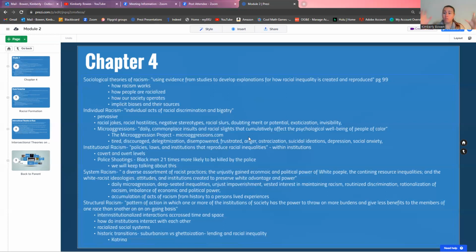Systemic is its big and overarching ideas of economics and power. Then you have institutionalized, which is where it's written in to those specific institutions. You're going to talk about one specific institution, not the stair steps of the structure, right? One institution. Or individual racism, where it's that one-on-one acts, right? And these can happen within institutions and within the system, right?